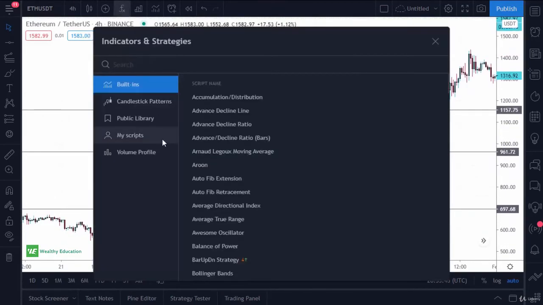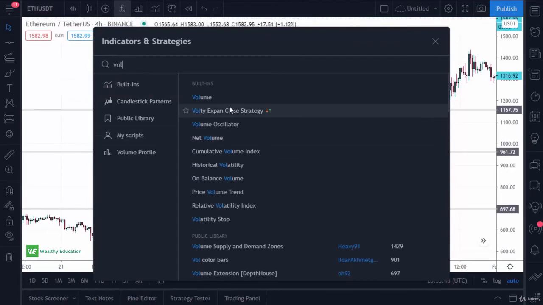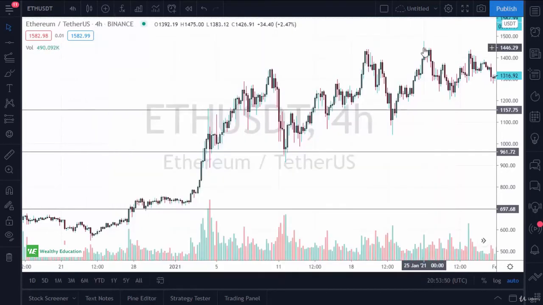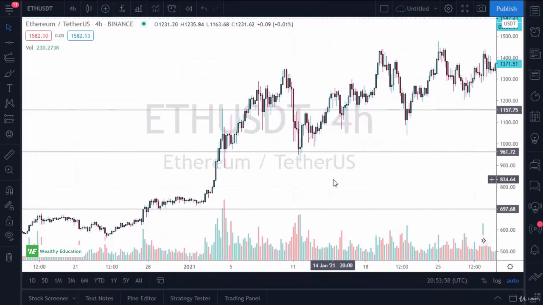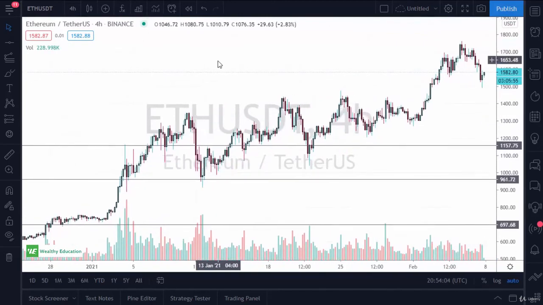So let me put volume on. And I'm willing to bet that this candlestick right here, yep, huge volume. We bounced from there. That was a good sign. Candlestick here, huge volume. Candlestick here, huge volume turning around. So that's that volume.